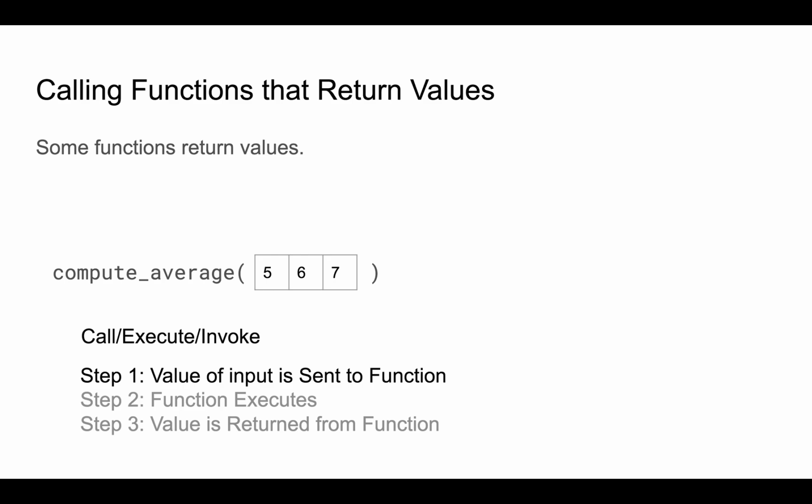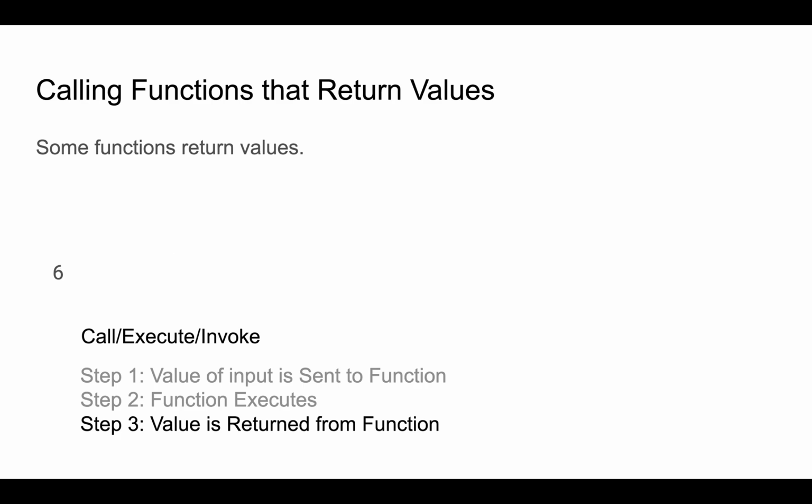So step 1, I'm putting that value in, sending it. Step 2, the function is executing. I'm not actually showing anything on the screen because I don't know what the code is in that. I don't need to. All I know is it's doing its thing. And then a value is returned. And I like to illustrate that by showing, okay, the function is executed, which means it's no longer running. We cross it out and we replace it by the value that that function returns.